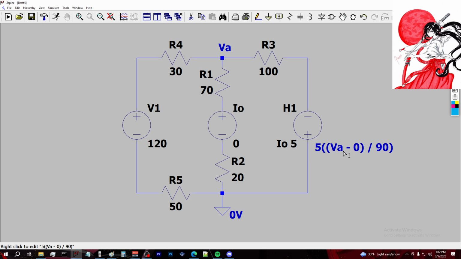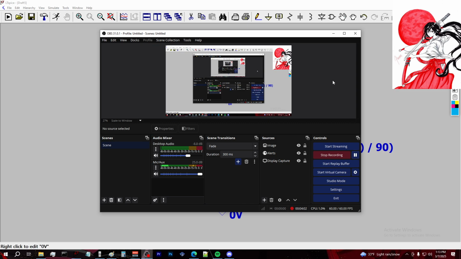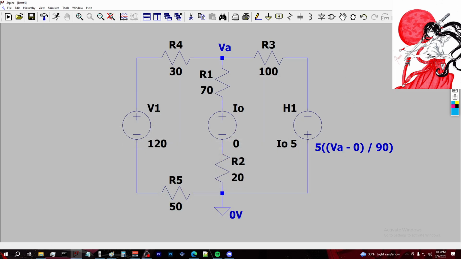So hold on, let me think about this. Yeah, the voltage difference across this battery is 5 VA minus 0 divided by 90. That's the voltage difference across this battery. So if the positive point is 0 volts because it's connected to ground, then in order for the positive to be 0 volts and have this voltage difference across this battery, this node right here has to be the negative of this, right?